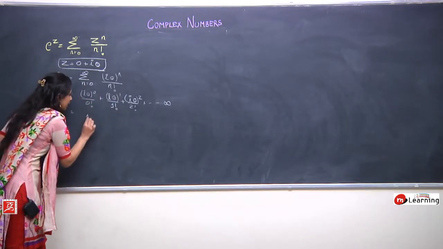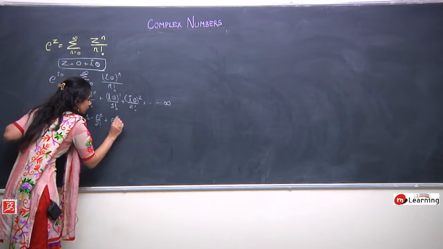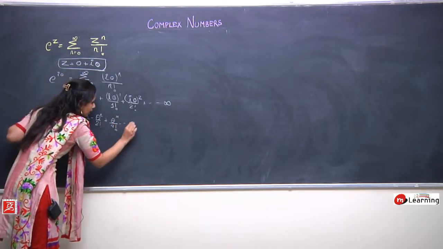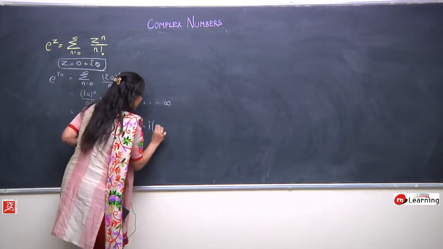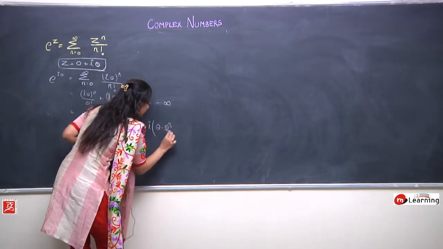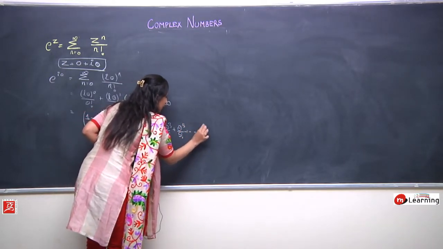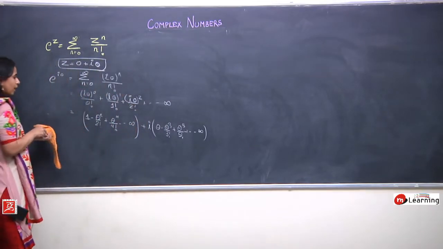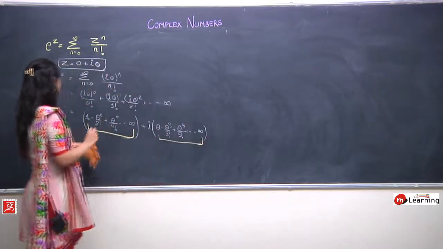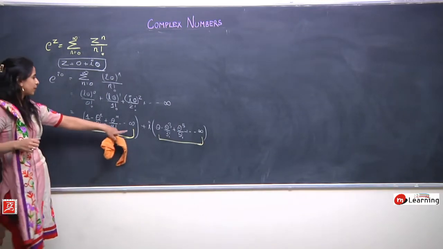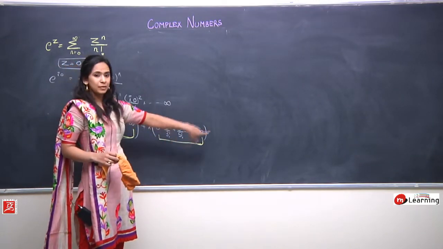What I get here is 1 minus theta square by 2 factorial plus theta to the power 4 by 4 factorial up to so on, plus iota times theta minus theta cube by 3 factorial plus theta to the power 5 by 5 factorial up to infinity. So here, I have got two individual infinite series, one of the form 1 minus theta square by 2 factorial plus theta to the power 4 by 4 factorial up to infinity, and another of the form theta minus theta cube by 3 factorial plus theta to the power 5 by 5 factorial up to infinity.